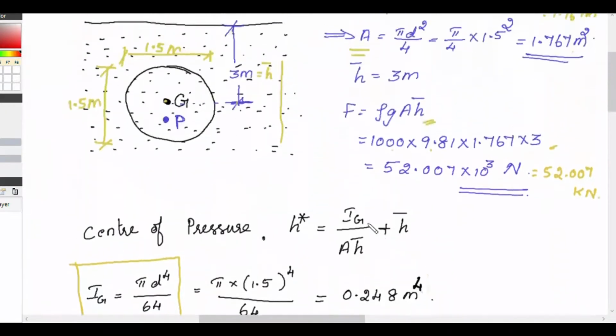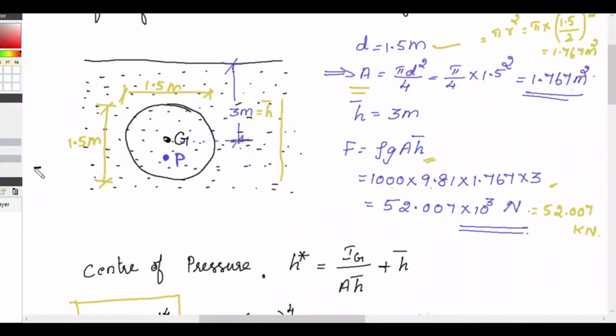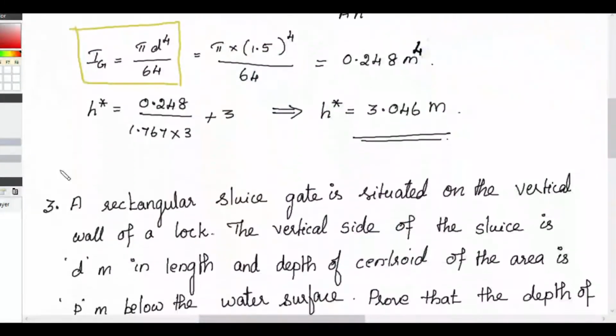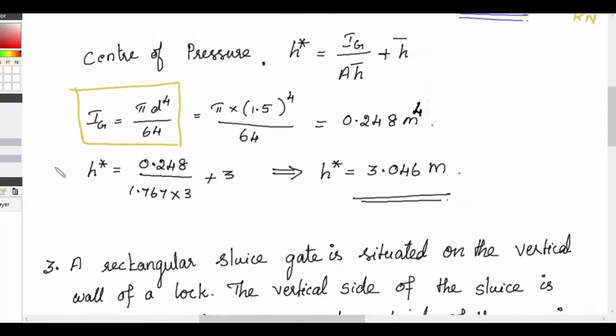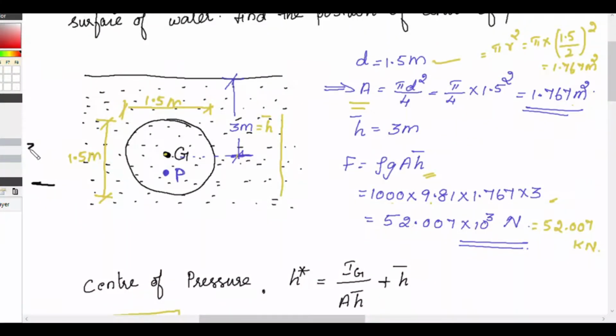That is this distance, H star. The distance from the free surface to P is H star. So H star is 3.046 meter. Now how can you understand whether your problem is correct or not?